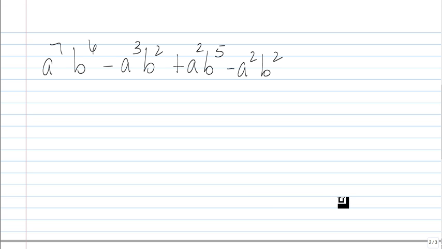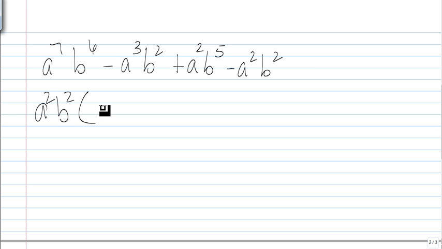Okay, so now I have my example with variables here. So let's look for your smallest a. What's your smallest a? My 2 right here. So I have a squared. Now what's your smallest b? Right, b squared. So a squared b squared is what's going to be my greatest common factor that I'm going to take out. Now remember, you're going to divide everything by a squared b squared.